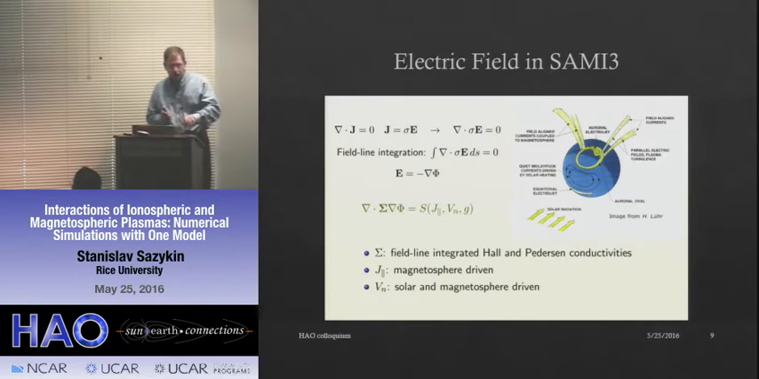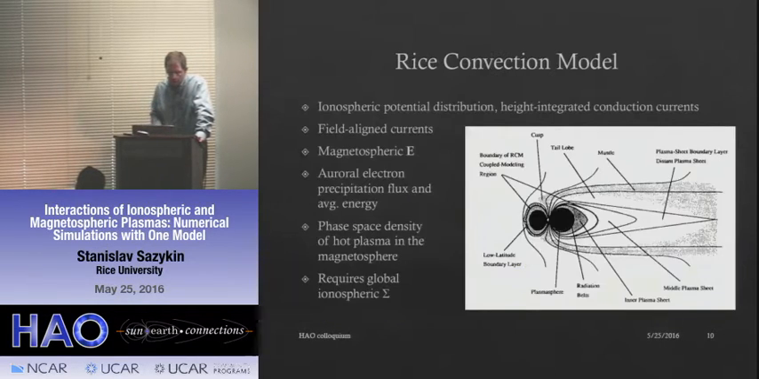Well, you can impose electric fields at high latitudes, like a convection pattern using some empirical models or something like that. But you cannot do that at low latitudes. So at low latitudes, electric fields become a little bit more complicated. So this is where the Rice Convection Model comes in.